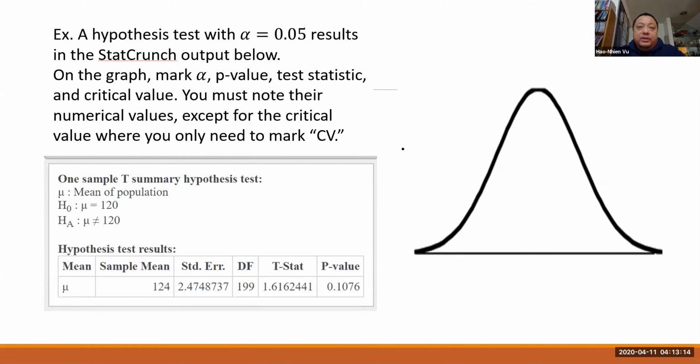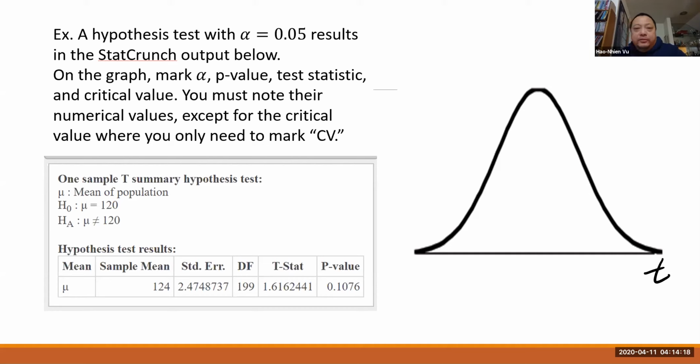A hypothesis test with alpha equals 0.05 results in the StatCrunch output below. On the graph, mark alpha, p-value, test statistic, and critical value. You must note the numerical values except for the critical value, where you only need to mark CV. So let's take a look at the StatCrunch output. We know it's a mean problem because the symbol in H0 and HA is mu. And so it's a t-test. So I'm going to mark my axis as t.